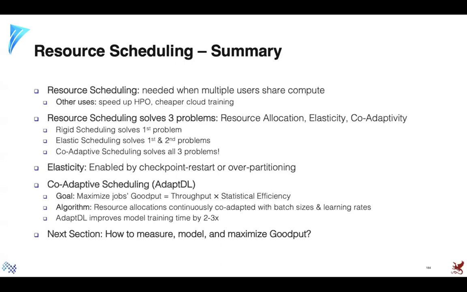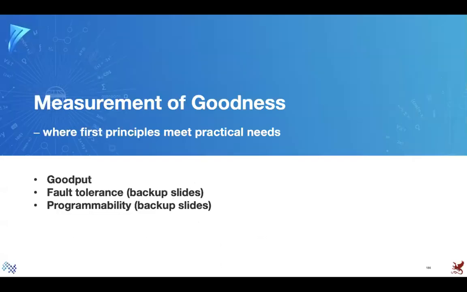and continuously adjusts resources and tunes jobs in order to utilize those resources better. As a result, AdaptDL is able to train models up to 2 to 3 times faster than existing schedulers. In the next section, we're going to talk about measures of goodness.